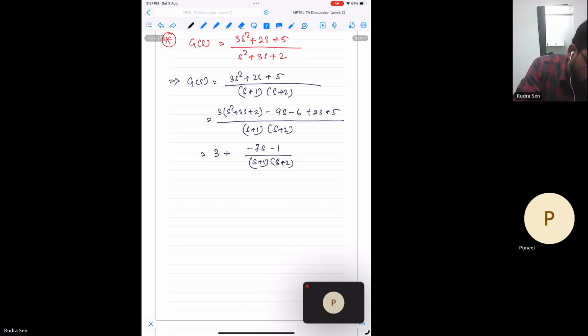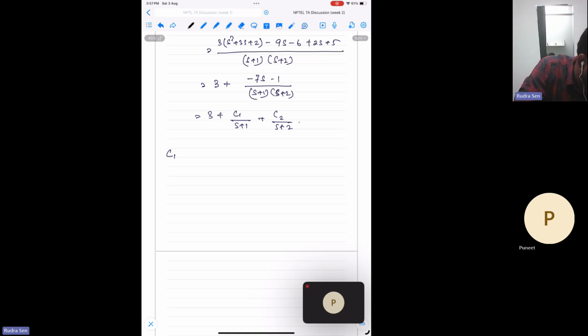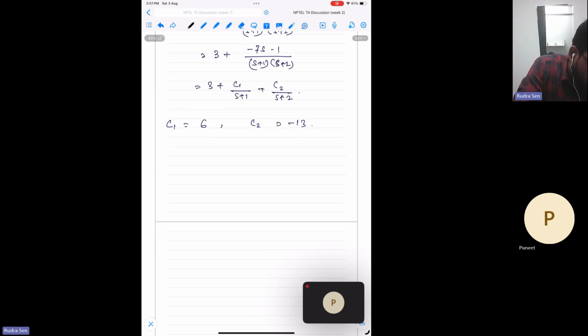So if you do this kind of thing, just normal partial fraction, you will get 3 plus c1 by s plus 1 plus c2 by s plus 2. What are the values of c1? Sorry, c1 you will get 6 and c2 you will get minus 13. So G(s) is basically 3 plus 6 divided by s plus 1 plus minus 13 divided by s plus 2.